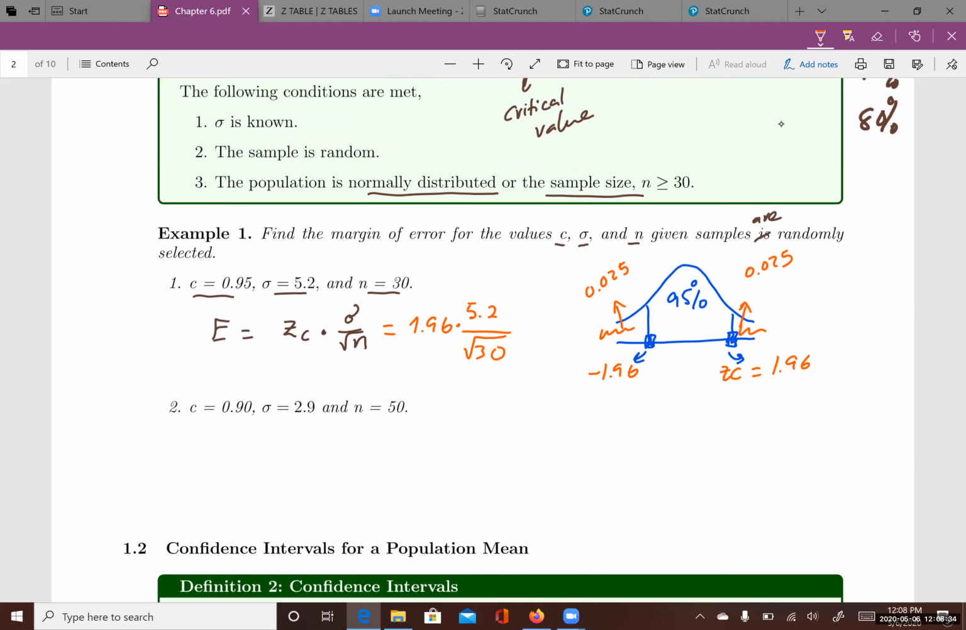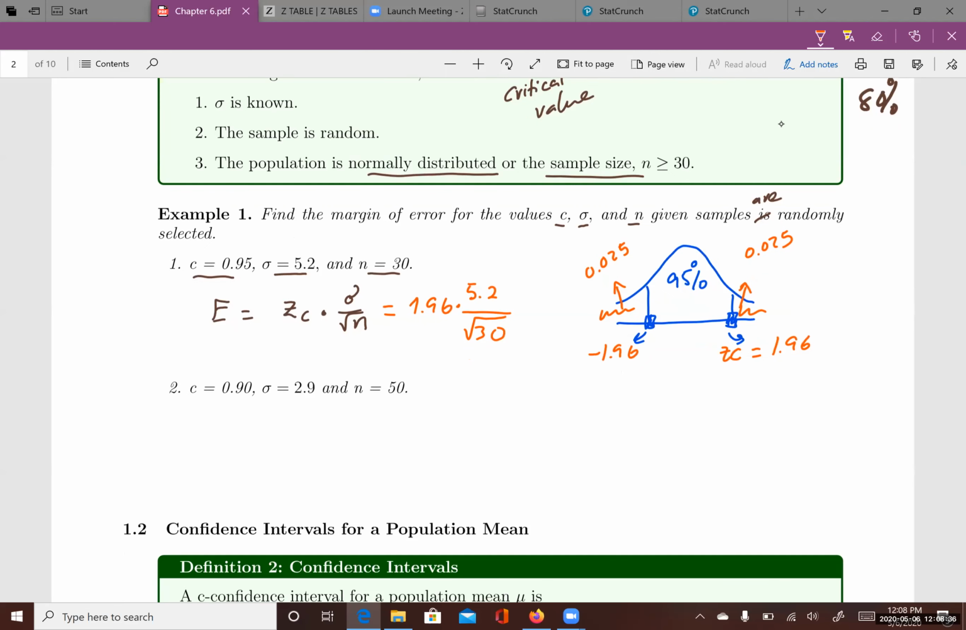Now go to the second part, or the second example here. When c is 90%, sigma is 2.9, and n is 50, n is at least 30, the sample is randomly selected, and sigma is known, so we can go ahead and use this formula to find the margin of error. It should be Zc times sigma divided by the square root of n.